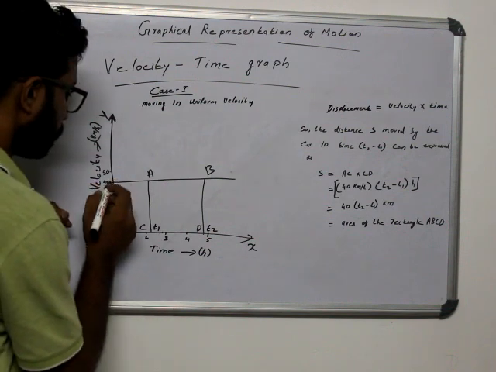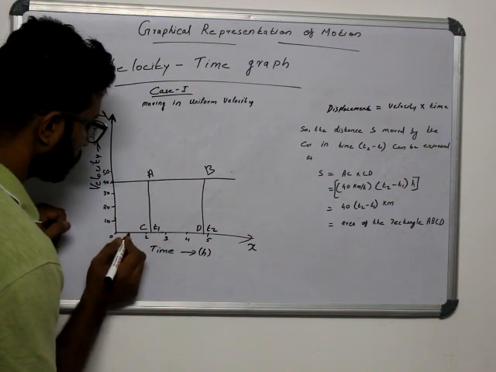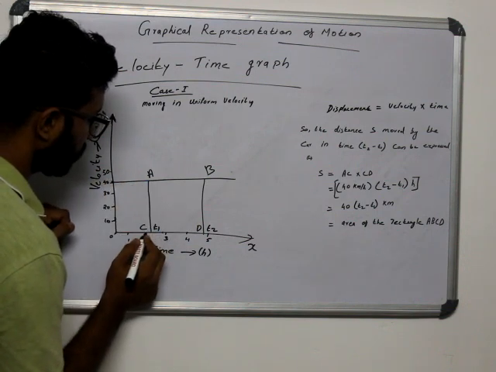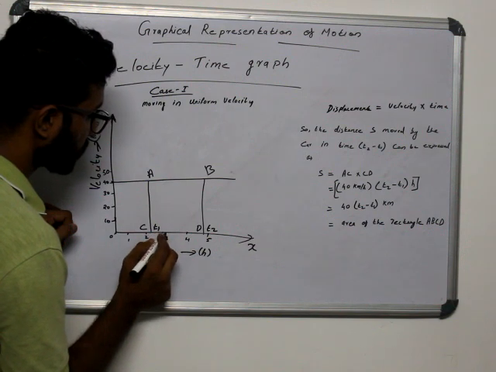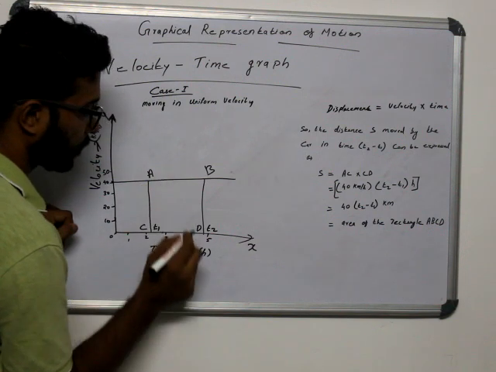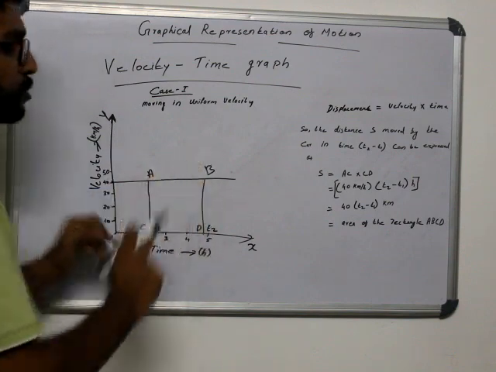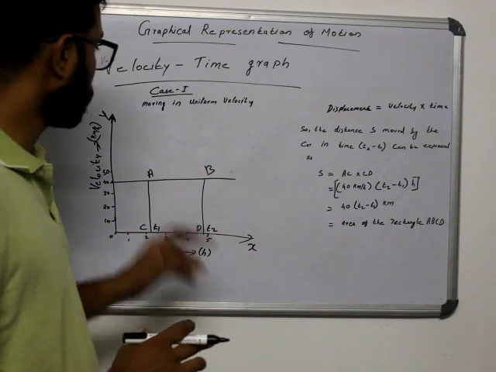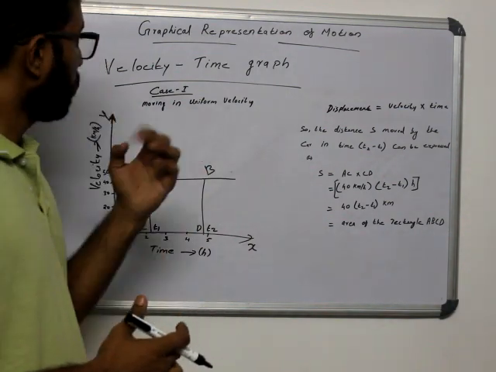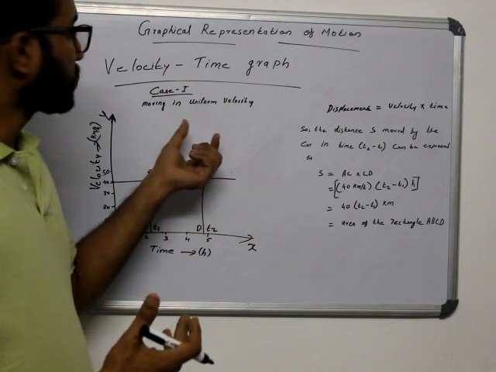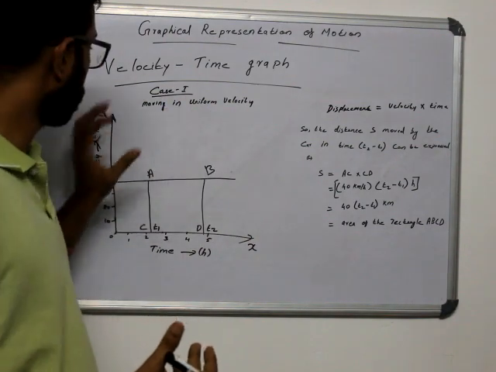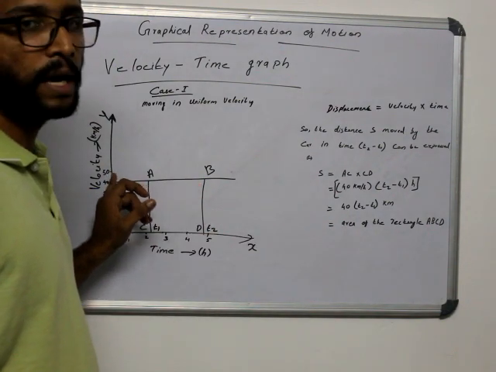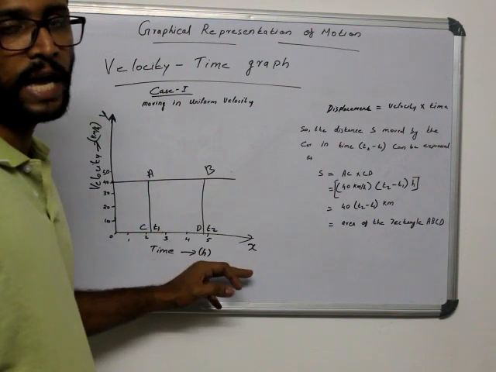So here you can see the velocity is 40 km per hour. At every instant of time, at 0 second it is 40 km per hour. First second it is 40 km per hour. Second it is also 40 km per hour. Third second, 40 km per hour. Fourth second, 40 km per hour. Fifth second, 40 km per hour. So it is moving in constant velocity. So for an object which is in uniform velocity, a velocity time graph gives a graph which is parallel to the x-axis.